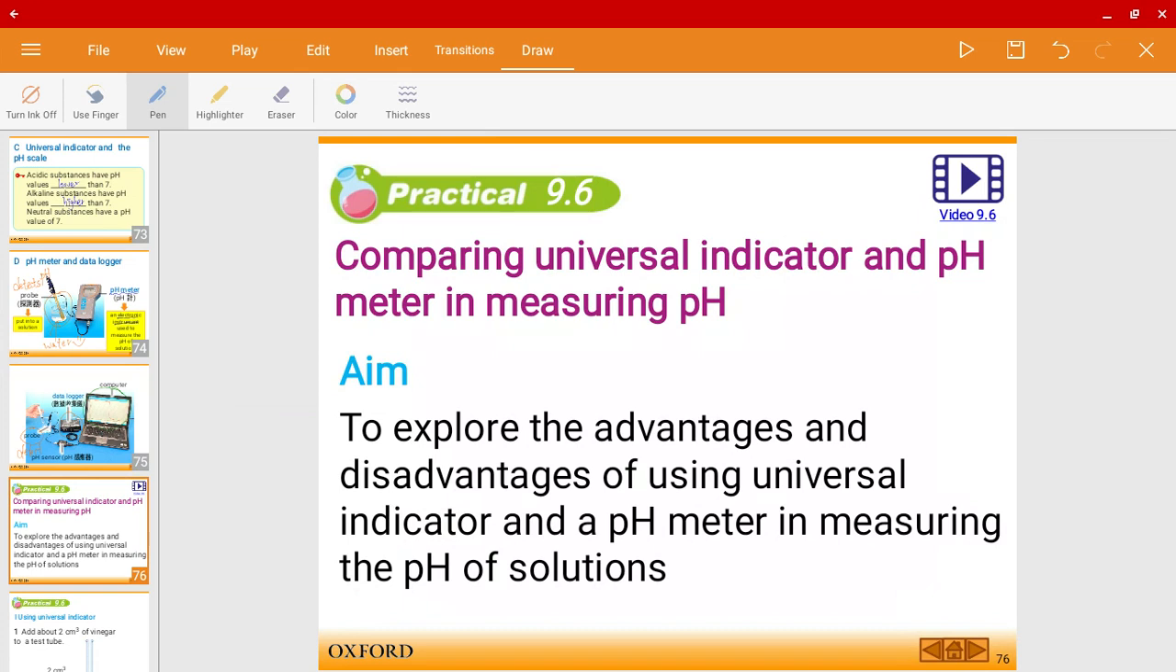So let us compare between a universal indicator and a pH meter. Let's see which one is more advantageous. In some situations, pH meter might be more useful, and for some, universal indicator would be. So let's have a look.